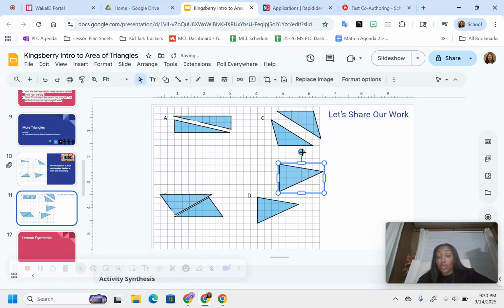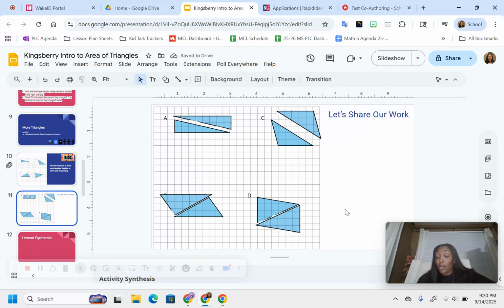D looks a little strange, a little trickier, but I can still move that triangle around, put those pieces together, and I can still form a parallelogram. And this parallelogram has a base of 1, 2, 3, 4. So a base of 4 and a height. Sorry, move it together a little more.